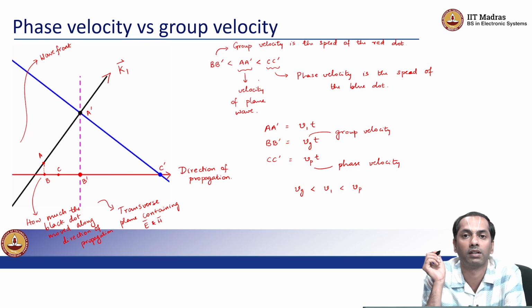So for example, let's take two extreme scenarios. In the first, the k vector is lined up with the direction of propagation. In that case, all three velocities are the same. So A, B, C would become coincident points, and you'll notice that the points move together with the velocity of the plane wave. And the other extreme case is when the k vector is perpendicular to the direction of propagation.